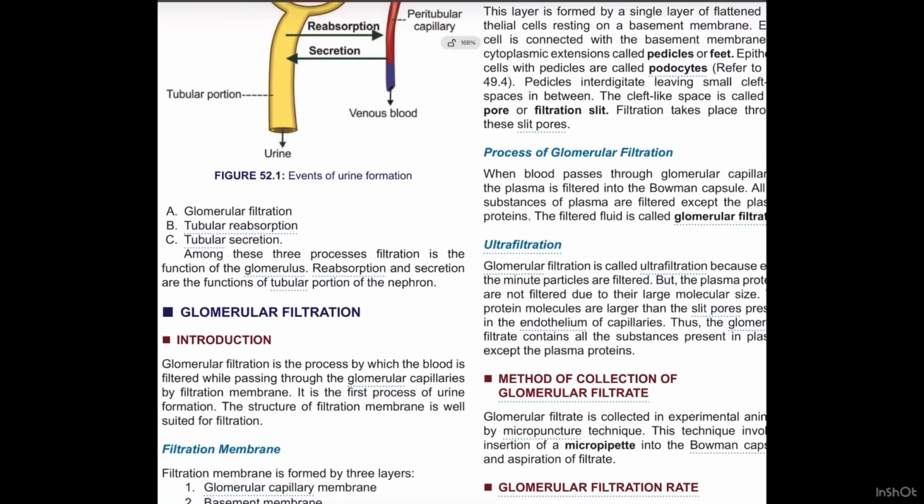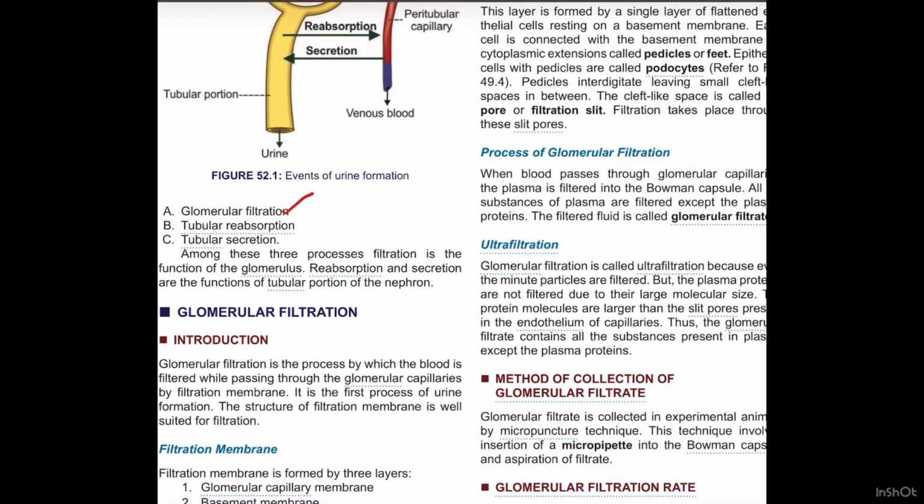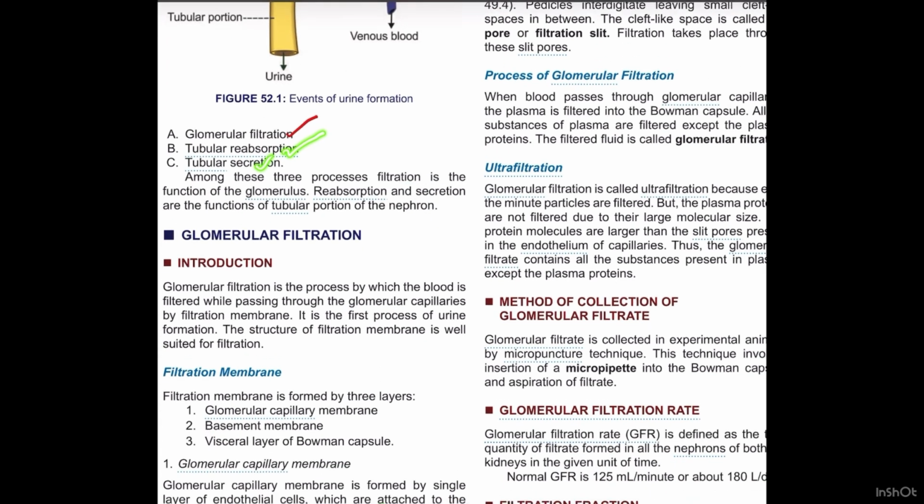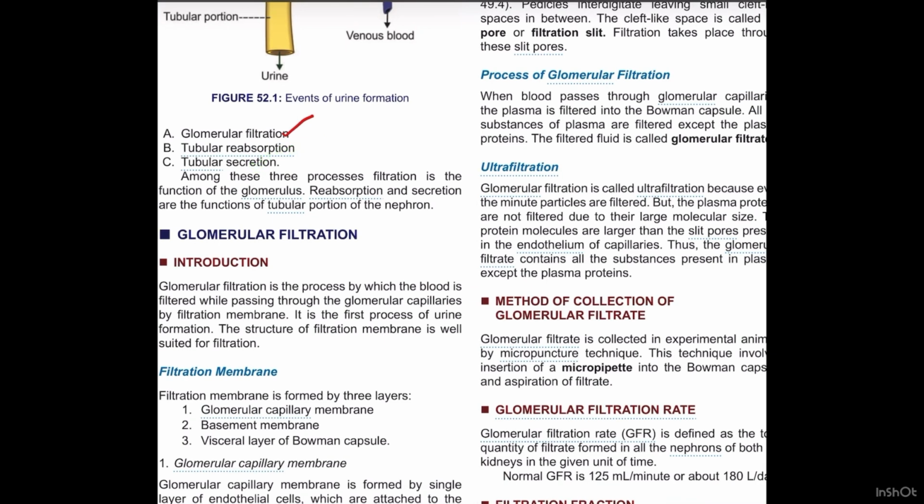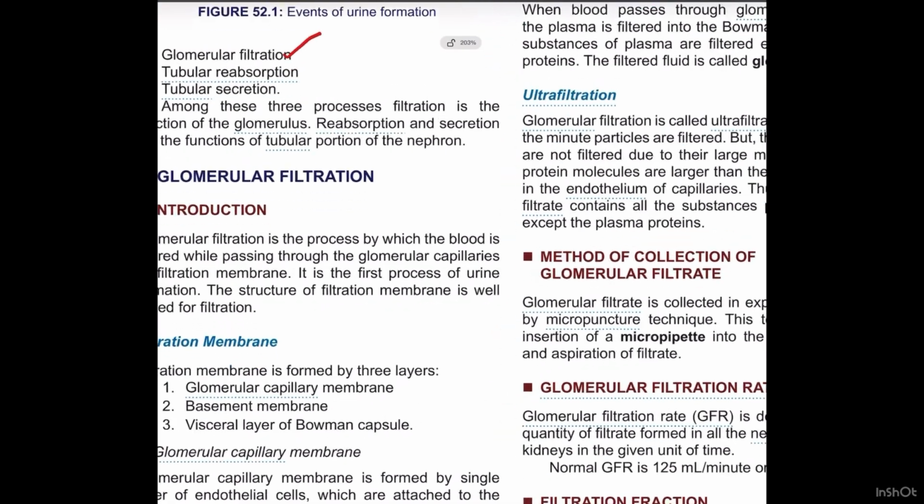Now glomerular filtration is followed by tubular reabsorption and tubular secretion. Among these three processes, filtration is a function of the glomerulus. Reabsorption and secretion are a function of the tubular portion of the nephron. Very important. Okay, filtration is a function of the glomerulus, and tubular reabsorption and then secretion are in the tubular portion, right?